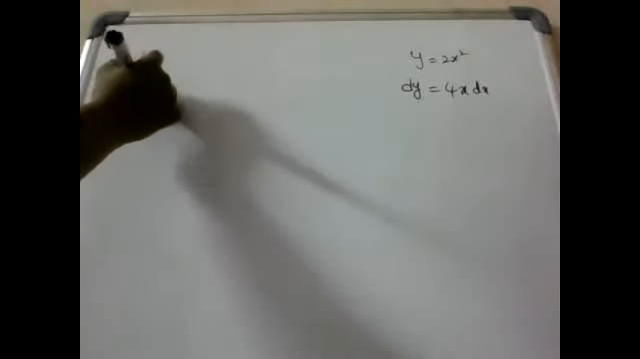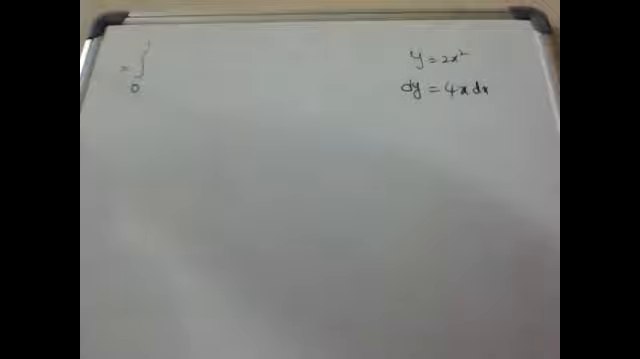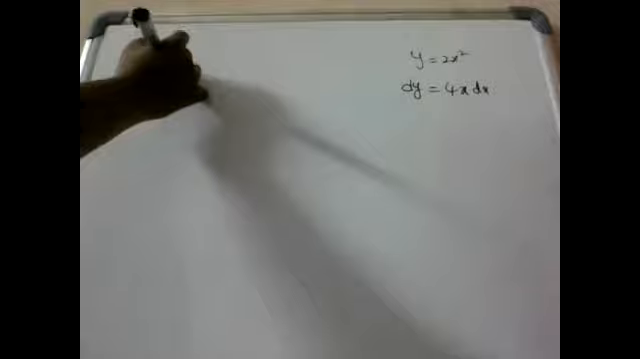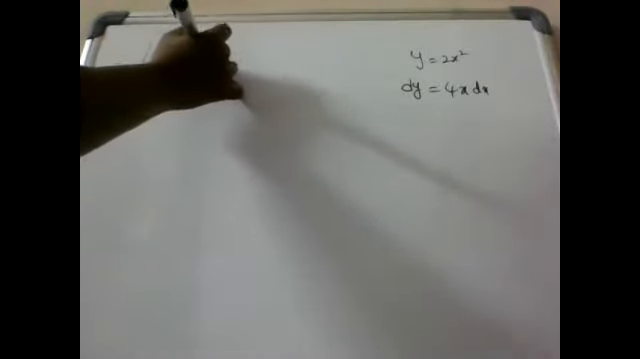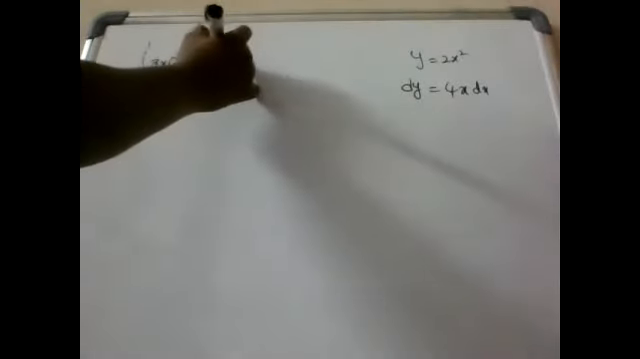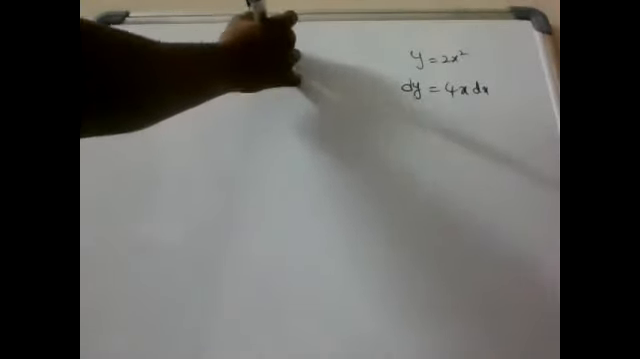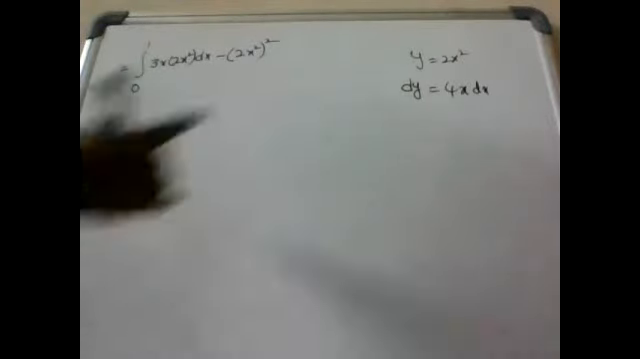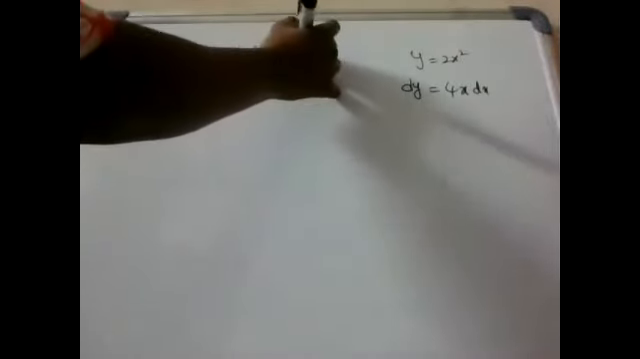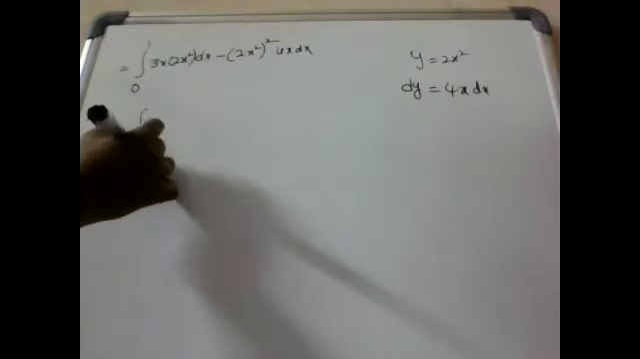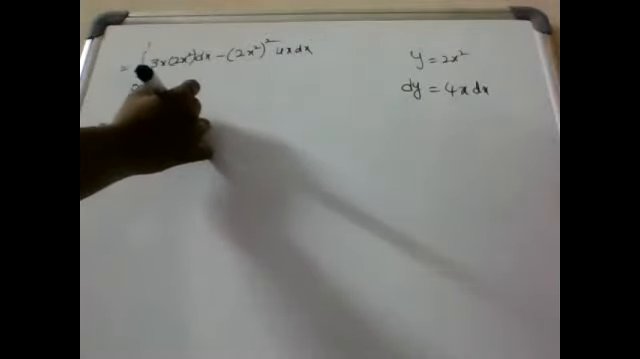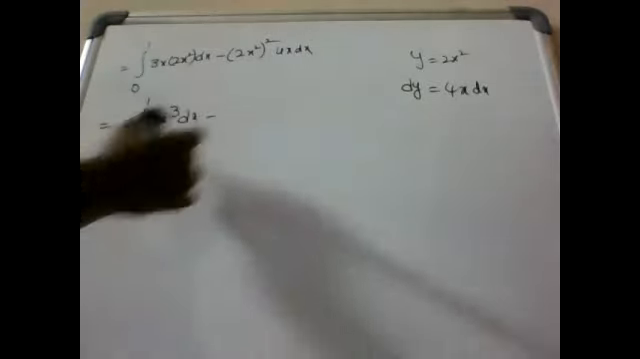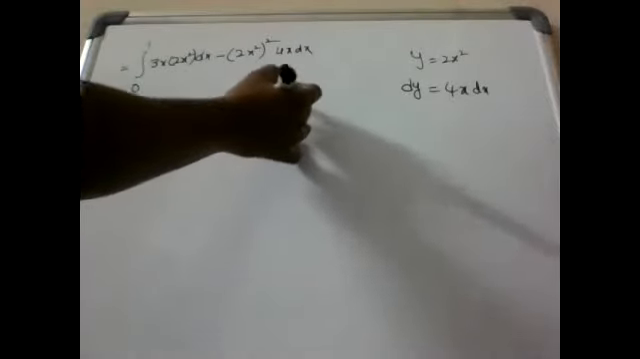So, integration 0 to 1, 3x into y. Y means 2x square, into dx, minus y square. Y square means 2x square whole square, into dy. Dy means 4x dx. In the next step, integration 0 to 1, 3 into 2x cube into dx minus 4x power 4 into 4x dx.